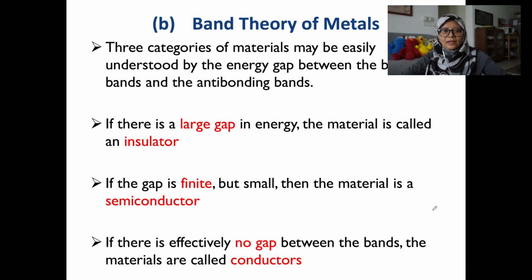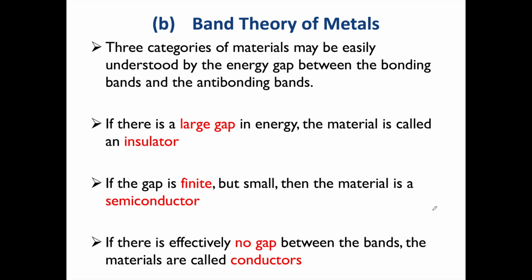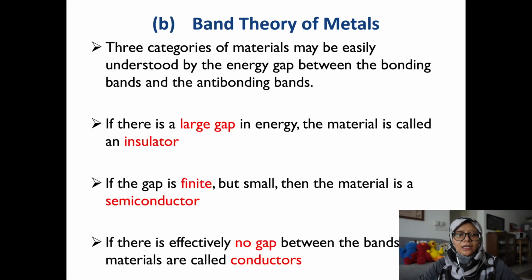Okay, because of these two bands, it will form three categories of materials that you may easily understand by the energy gap between the bonding bands and also the anti-bonding bands. Okay, there are three categories of material that will be formed. First one, if you have a large gap in energy, the material is called an insulator, penebat.